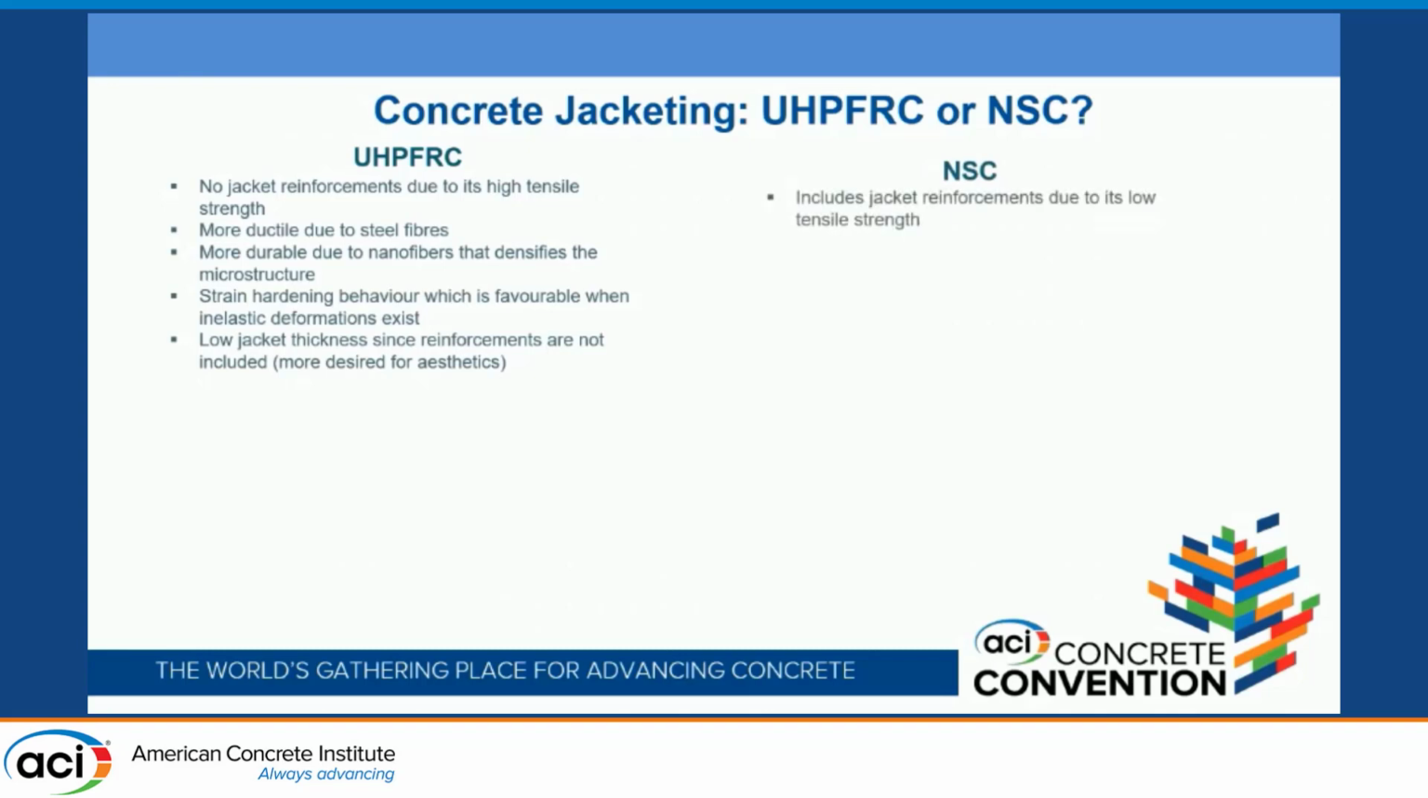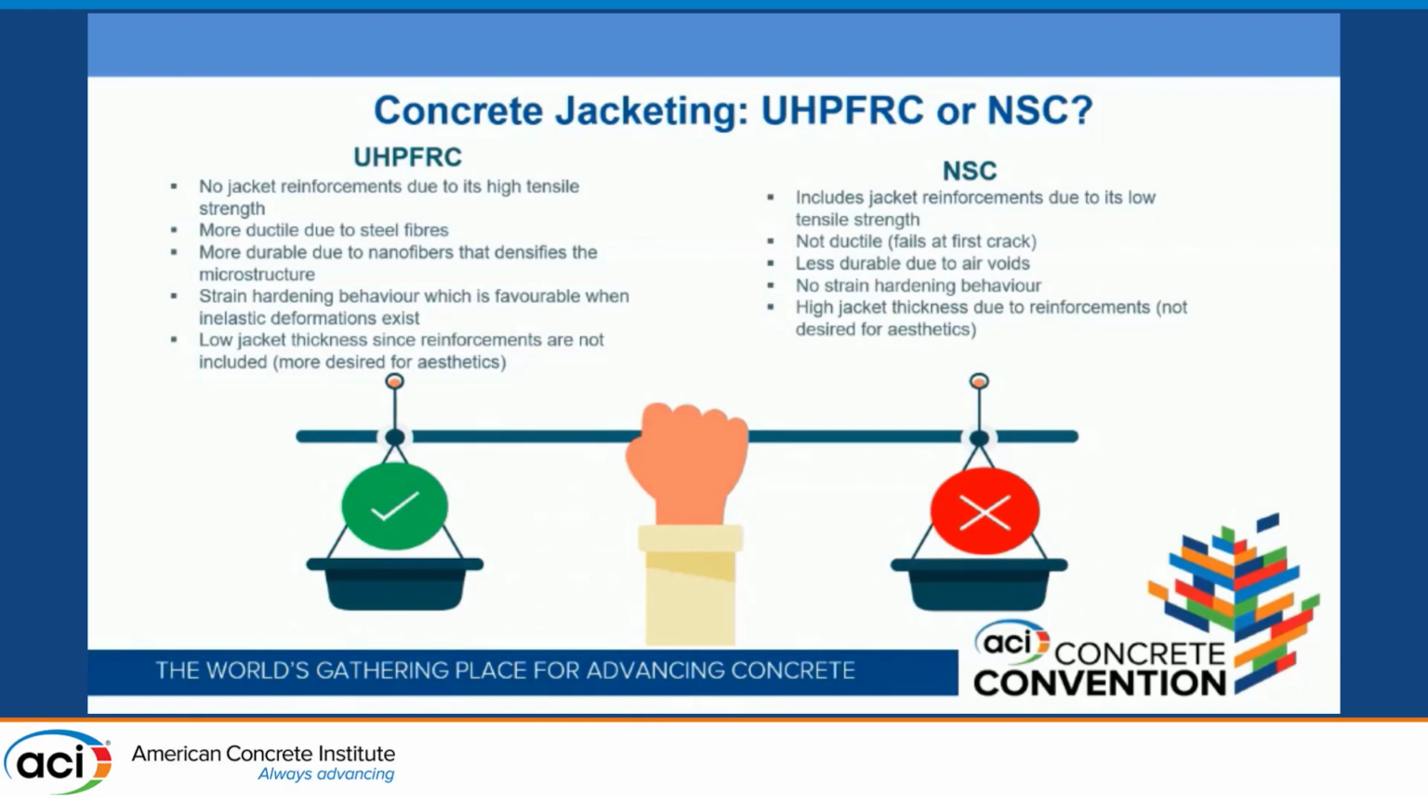As for normal strength concrete, it does have jacket reinforcements because the normal strength concrete has low tensile strength. It is not ductile, and it is less durable because of the air voids that it has inside. It doesn't have any strain hardening behavior. It fails after the first crack. And since jacket reinforcements are included, the jacket thickness may exceed 100 millimeters, which is not desired for aesthetics, and it also changes the dynamic response of the structure resisting earthquakes. And this makes us conclude that the UHP FRC is way better than the normal strength concrete. It actually doesn't have any chance to compete with the UHP FRC.